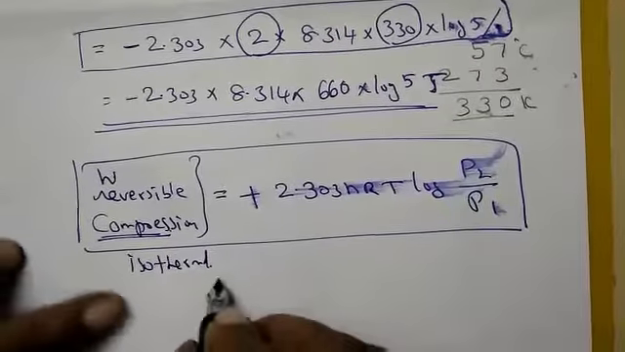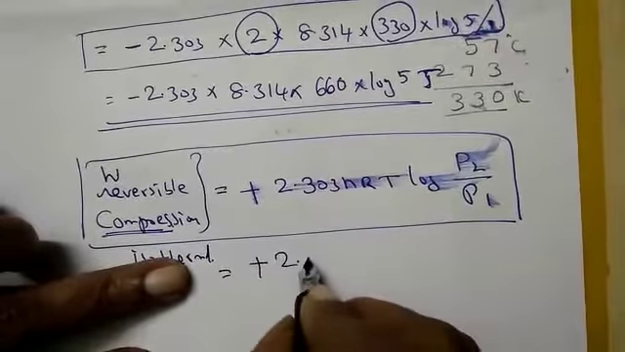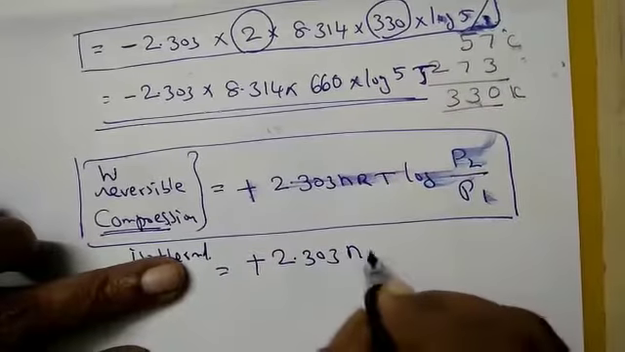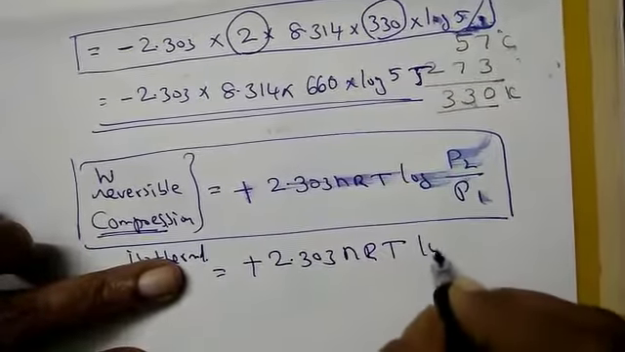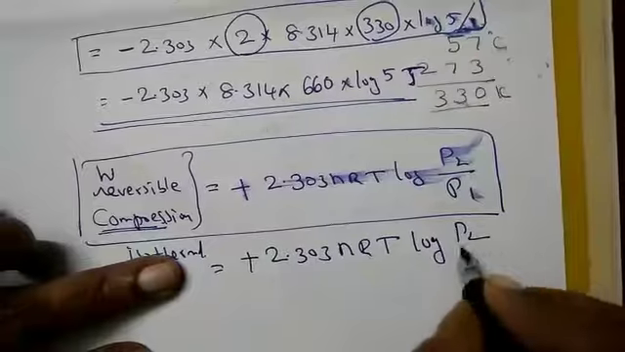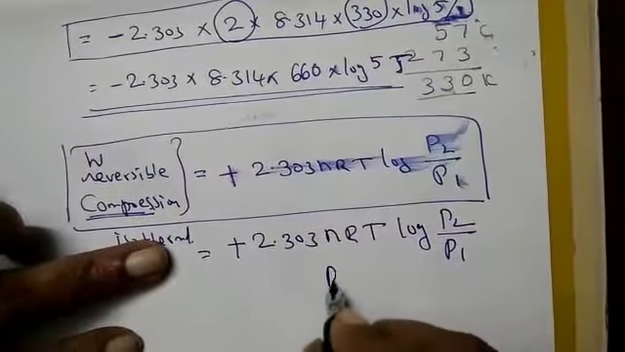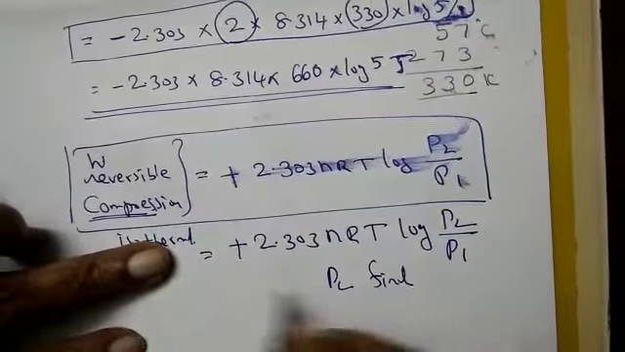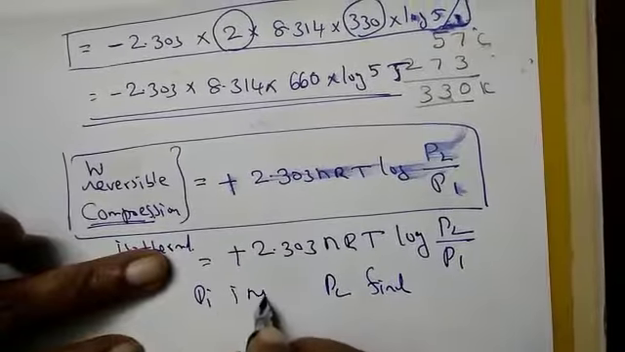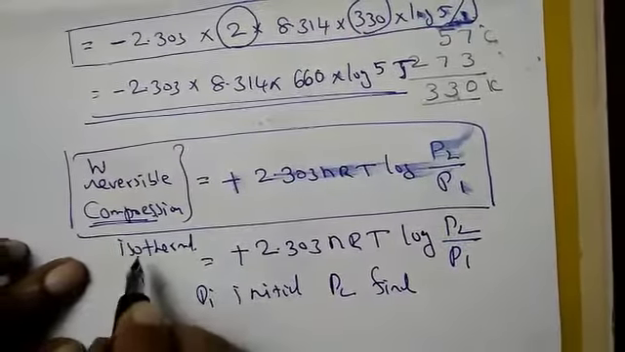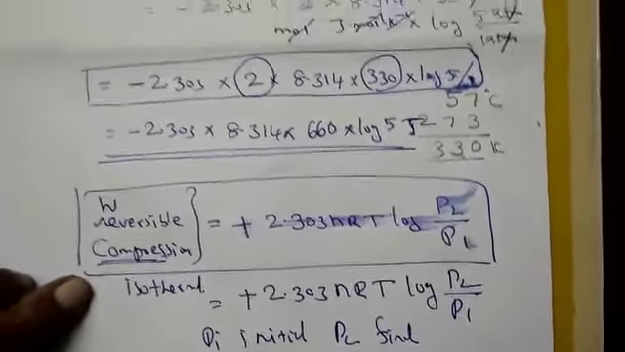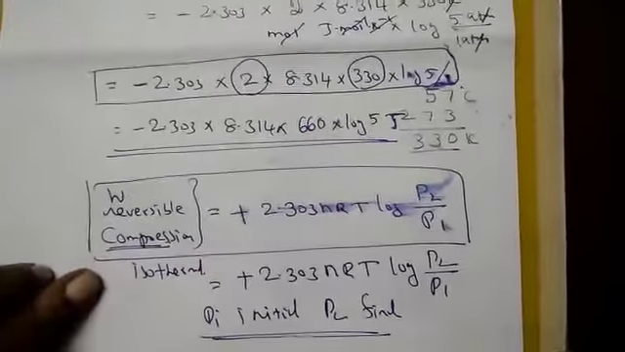Let me write it again. Here it is plus 2.303 nRT log of P2 by P1. P2 is final, P1 is initial. So this is for compression. Use this formula and complete the exam successfully.